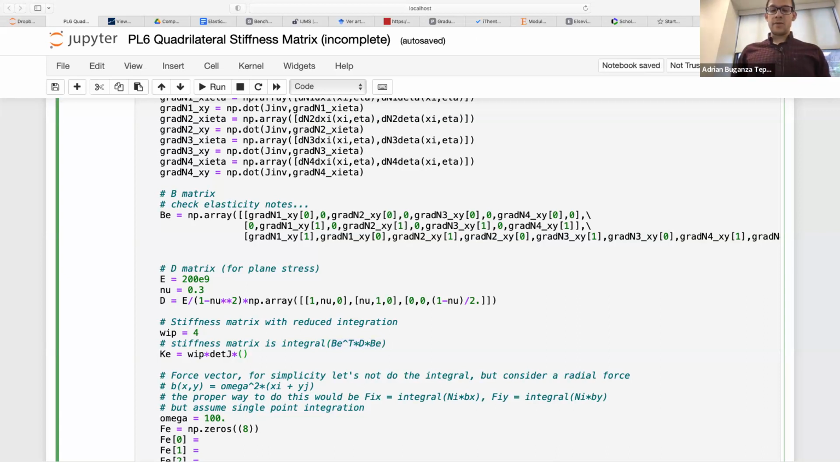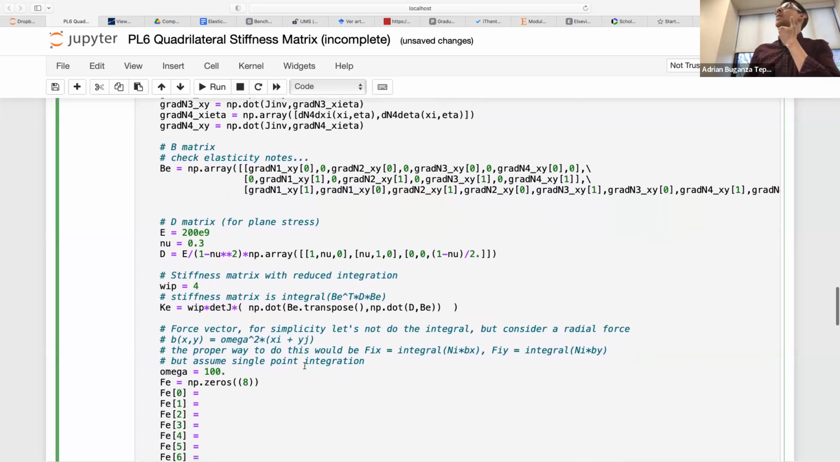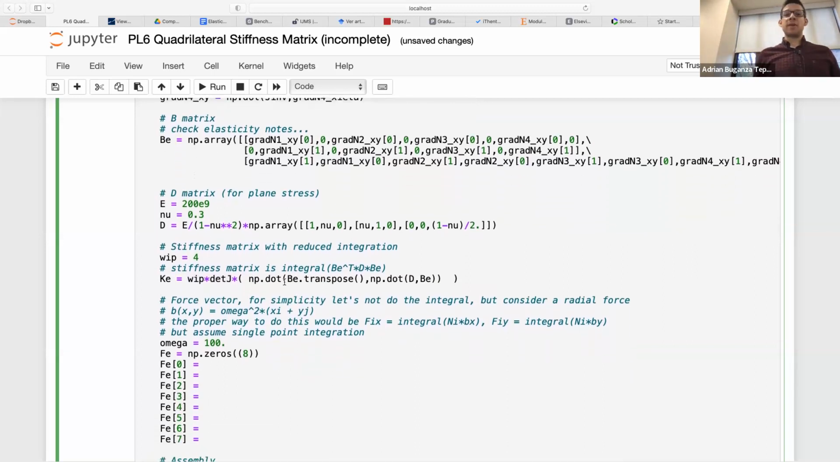So here, all I need to do is MP dot BE transpose, and then times D times BE. So BE transpose times D times BE, I need to integrate that. That's where this weight and this determinant come from when doing the integral. So that's it. That should take care of the stiffness matrix. Questions?